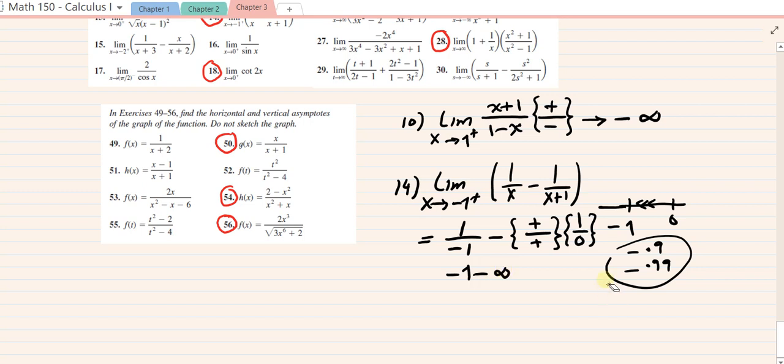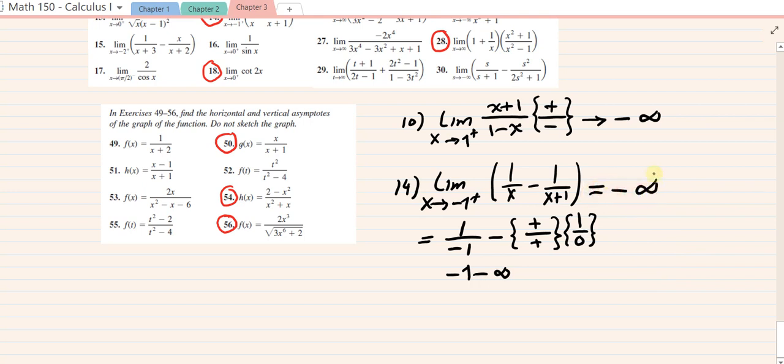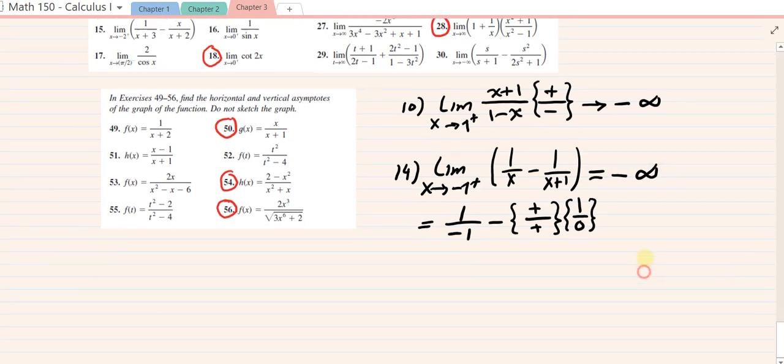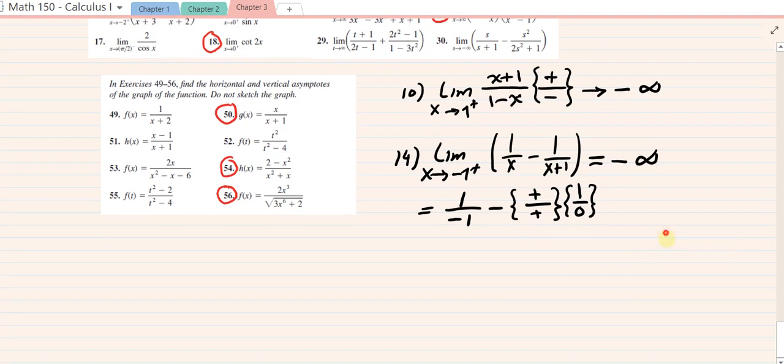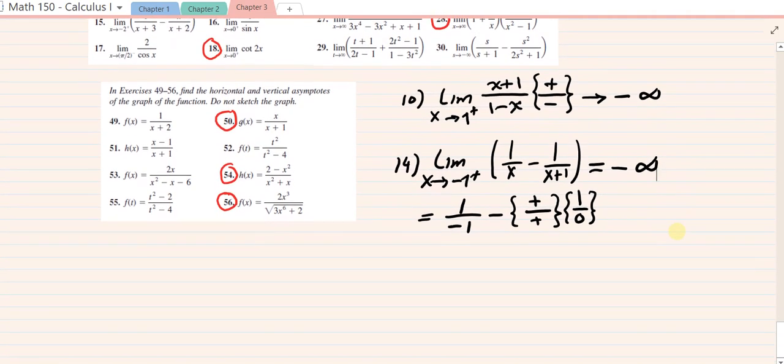Now, of course, how are we going to do this? The answer is going to be -1 minus infinity, doesn't matter. So this answer is going to be simply -infinity. All of the limits, well, in this section, most likely end up being either infinity or -infinity. Most of them, not all of them. So it depends on, again, how they make these up. So let's take a look at, we did number 14, now number 18.